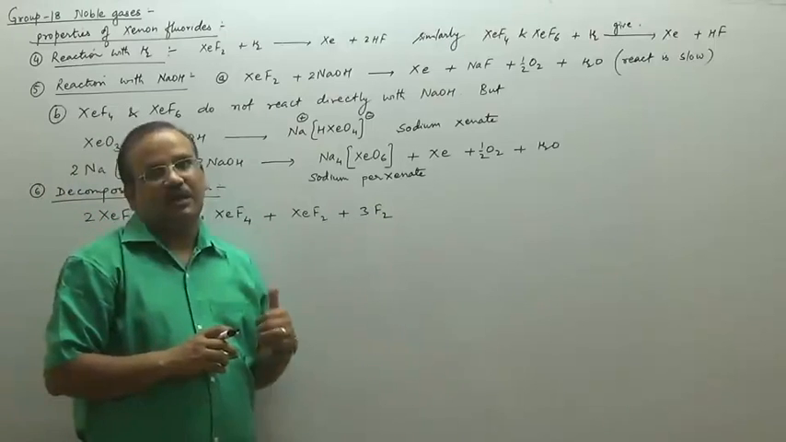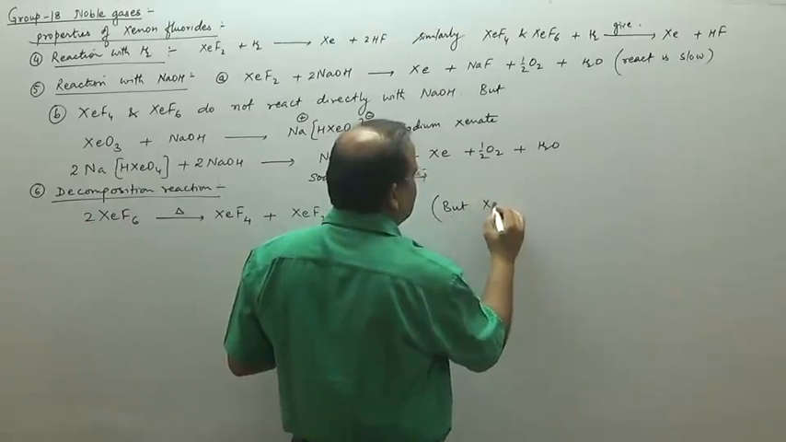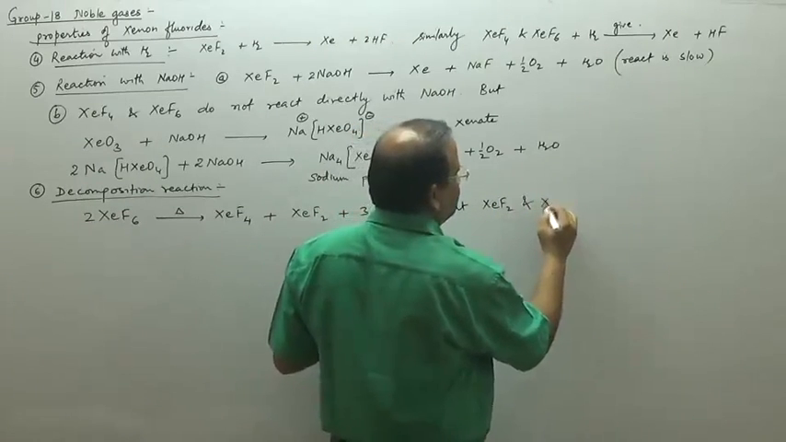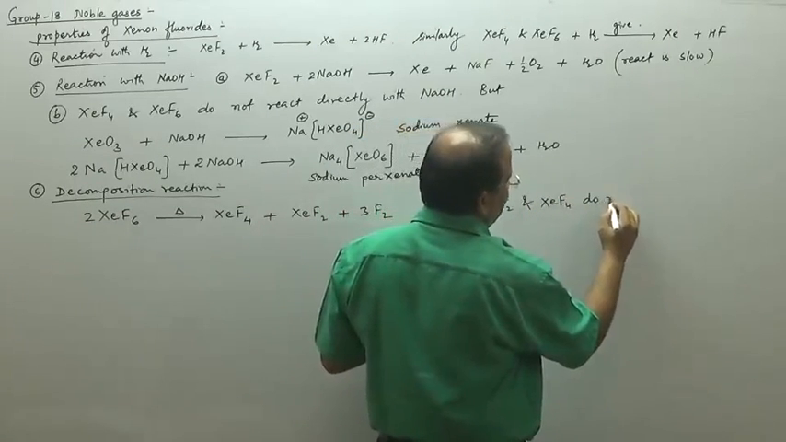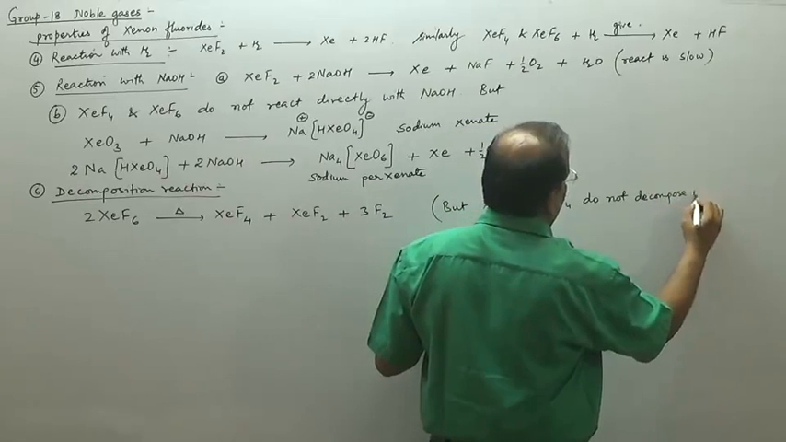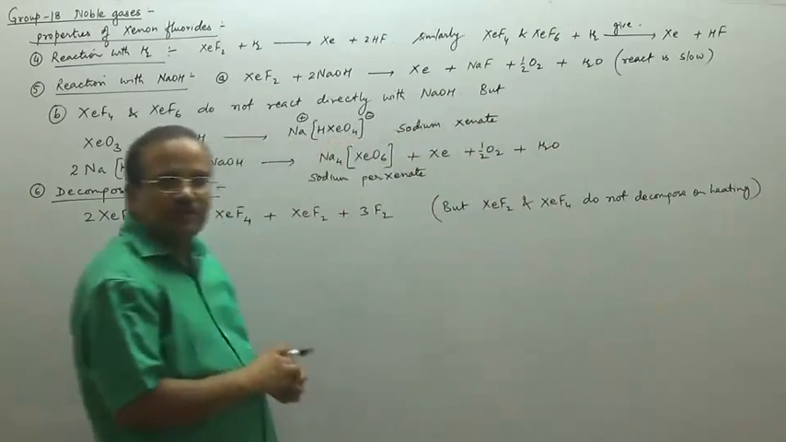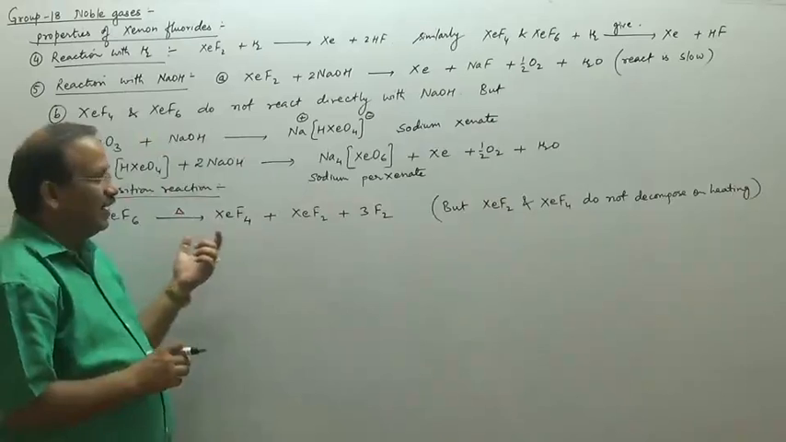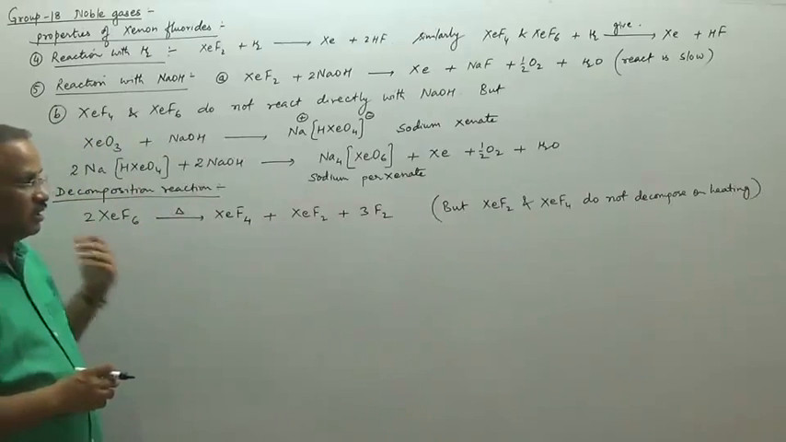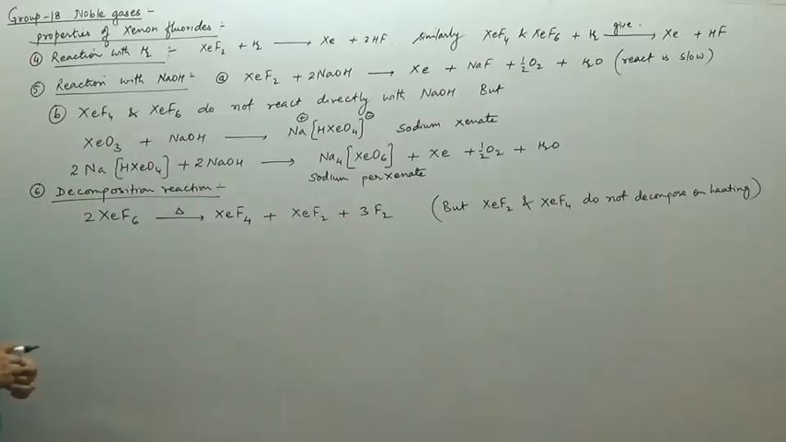But the tetrafluoride and the difluoride do not decompose. We say that xenon difluoride and xenon tetrafluoride do not decompose on heating. It is only the hexafluoride which decomposes on heating, forming xenon tetrafluoride and xenon difluoride. So that is how we can write the decomposition reactions of these.